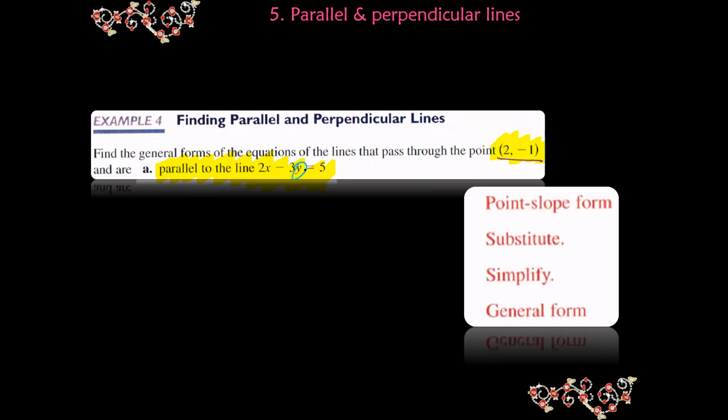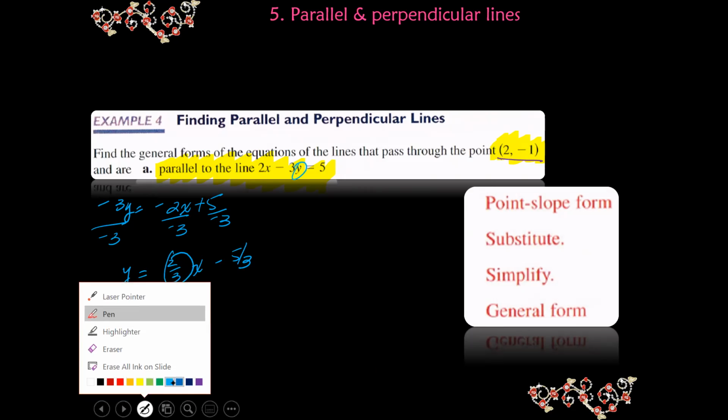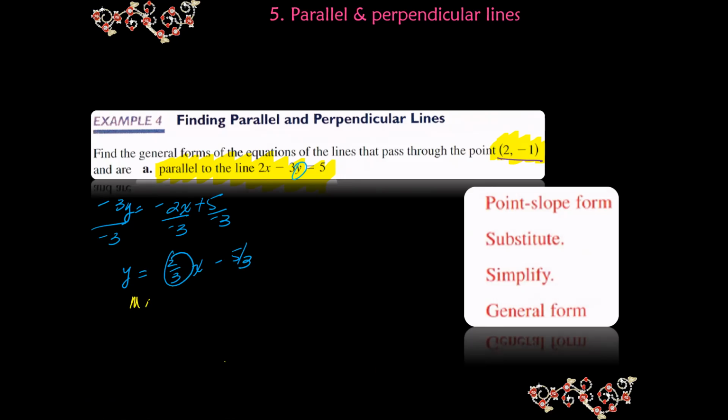So I'm going to isolate the y. I have negative 3y equals negative 2x plus 5. Divide everything by negative 3. y equals a positive 2/3 x minus 5 over 3. My slope is going to be parallel to this, so it's going to be exactly the same slope. So my slope, the parallel symbol, is 2/3. It's also given to me that my x value is 2 and my y value is negative 1.